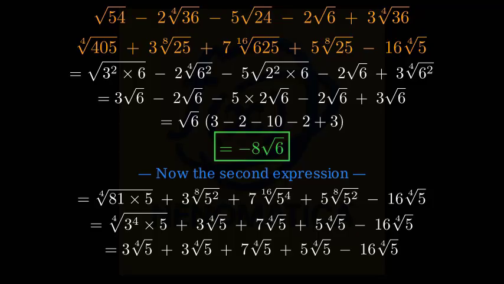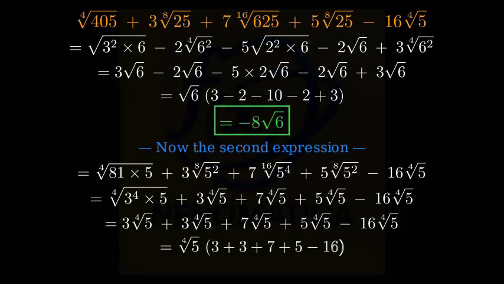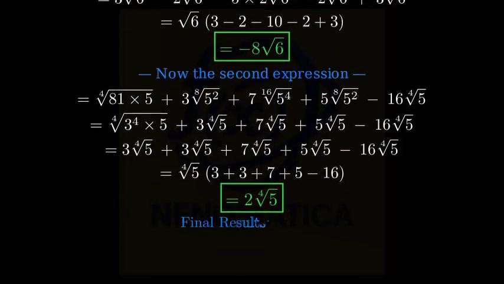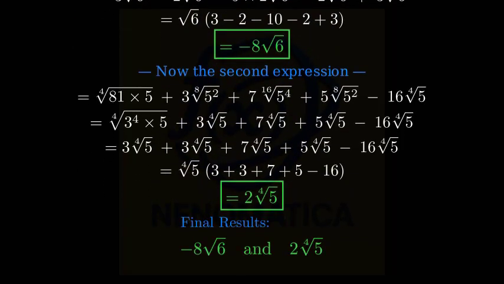Summary. We factor the radicands to reveal perfect powers. Extract those powers from the root, and then combine like radicals. Our final simplified results are -8 times the square root of 6 and 2 times the 4th root of 5.